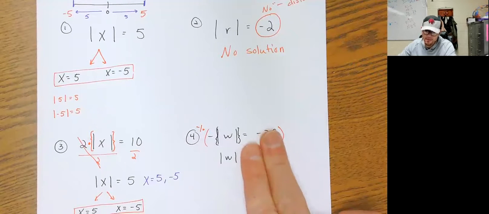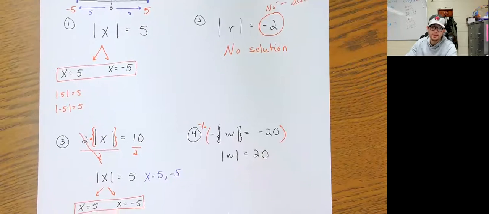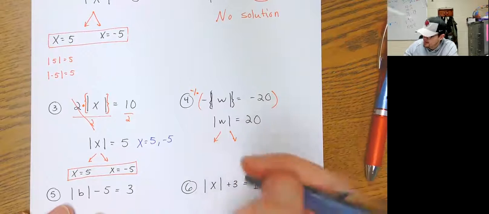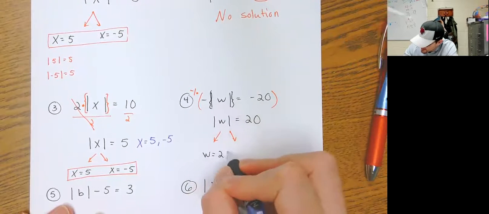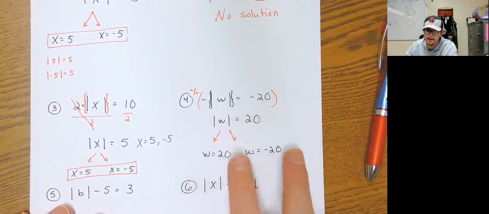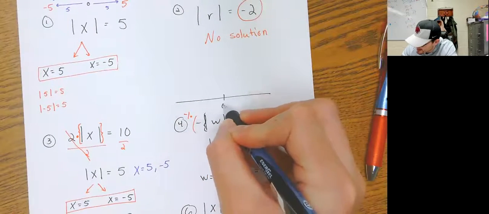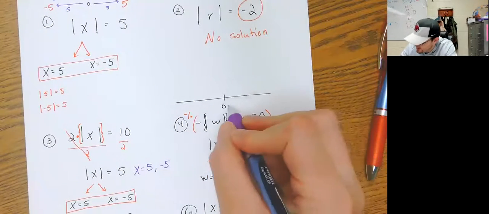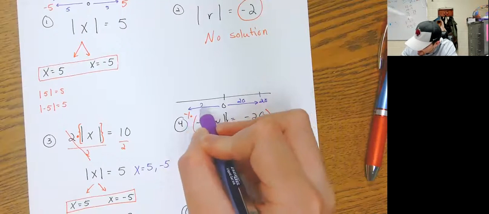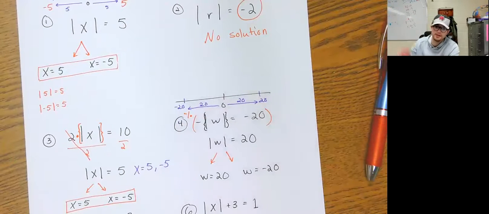Is that all by itself? It's all by itself. So is that positive 20? Can we have positive 20 distance? Heck yes, we can. So we separate it out, and we get W equals 20 and W equals -20. It can equal both, because remember, on a number line, if I'm sitting here at 0 and I go 20 in this direction, I get to 20. But if I go 20 in this direction, I get to -20. All right, two answers.